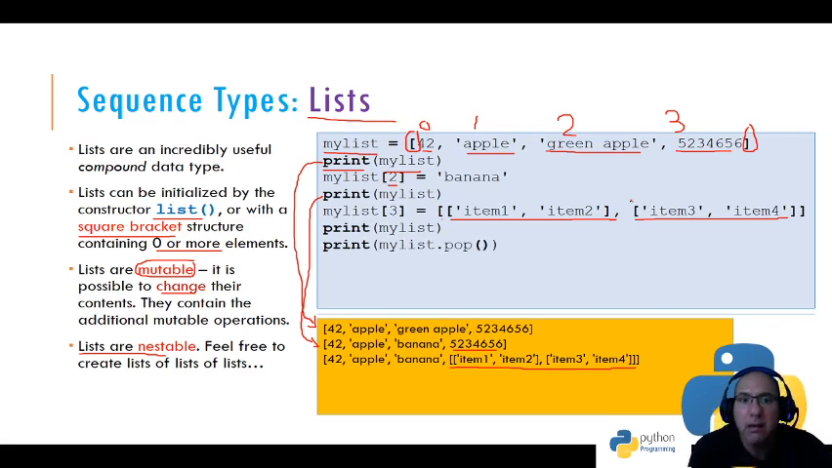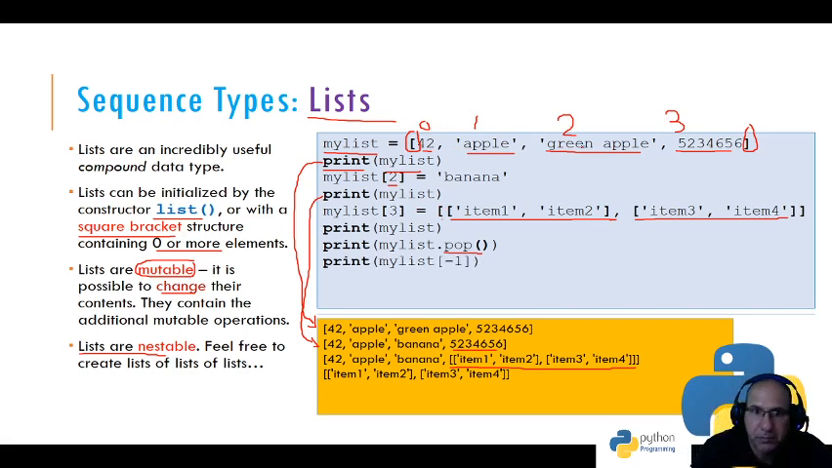So I can use the dot operator with the list, and I have many functions. One of them is pop, just like a stack. It will remove the last element, and if I give the result to print, it will print me the item at position 3. So right now this one is removed, and now the list has only 3 elements, 0, 1, and 2.